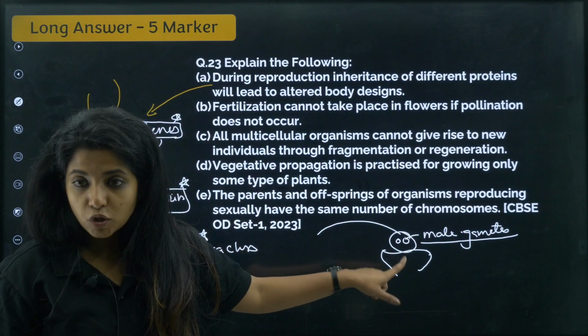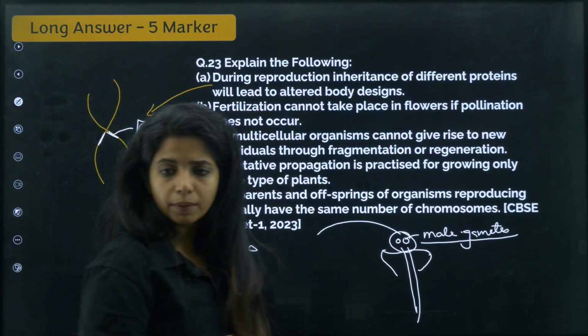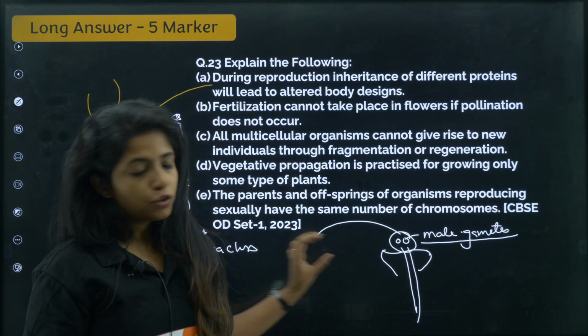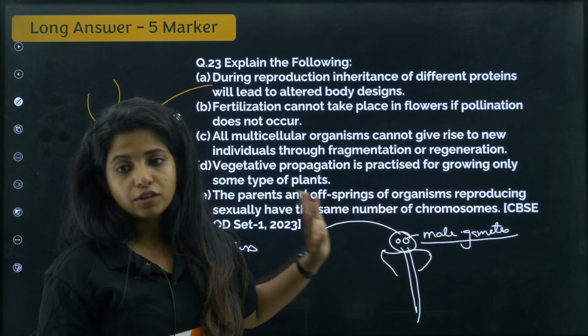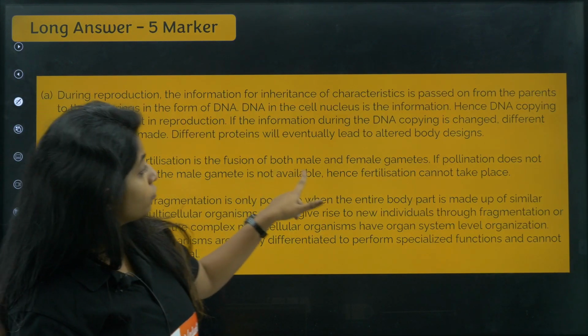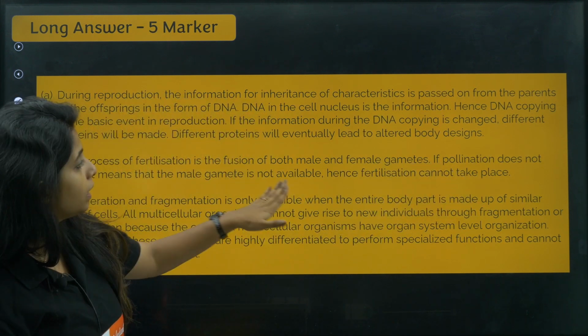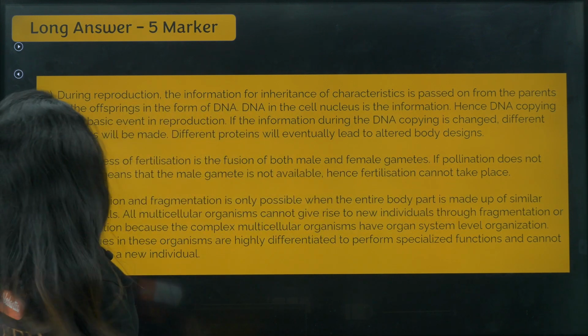Now if the male gametes are not going to come over here, will the fusion take place, my dear children? Will fertilization take place? No. So if pollination has not happened, fertilization would not be happening as well. Let's see the answer. The process of fertilization is the fusion of both male and female gametes. If pollination does not occur, it means that the male gamete is not available, and hence fertilization would not take place.